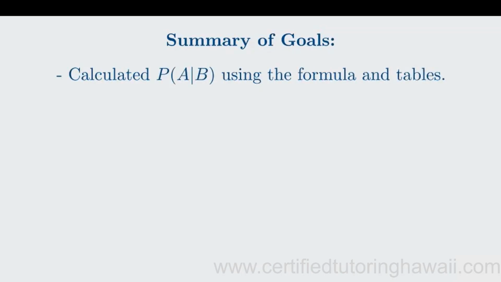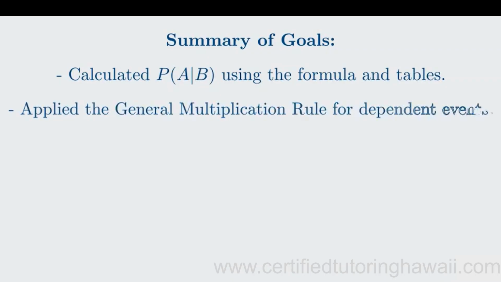To summarize our goals, we have calculated P of A given B using the formula and tables and applied the general multiplication rule for dependent events. We have now covered how to define and calculate conditional probabilities and how to use the general multiplication rule. These tools are essential for analyzing complex probabilities in your AP Statistics course.